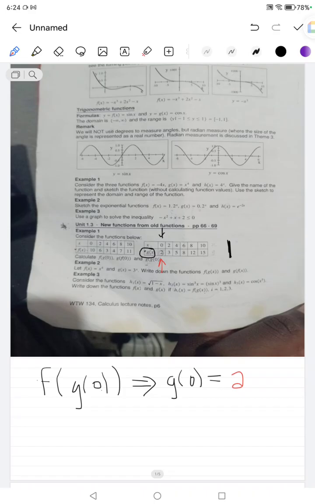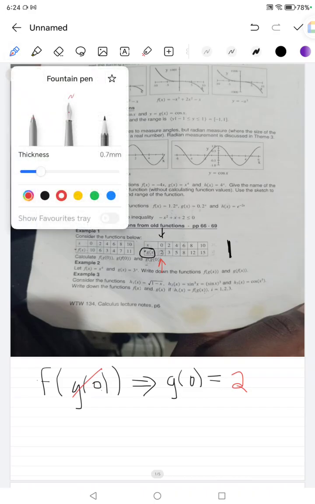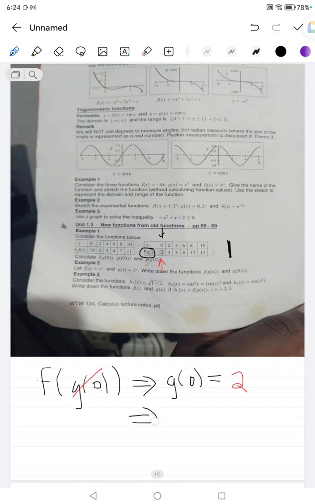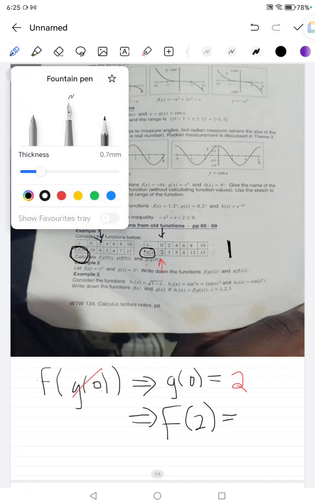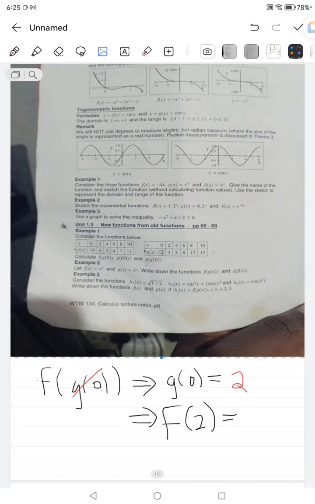So now you got 2 from the internal function. It means now we're going to be replacing this one with 2. So now instead of having that, we're going to be having f of 2. Then you go again, okay, what's my f of 2? With your f, you know this is the table that you're going to be using. Then you go again and check what's my f of 2 this side. You have your 2 this side and it's giving you a value at the bottom that it's 6.